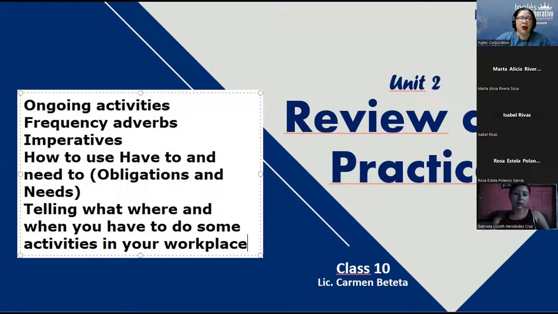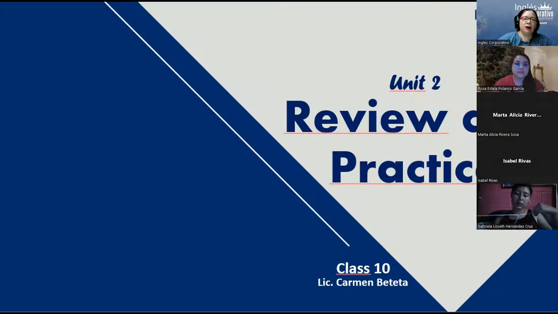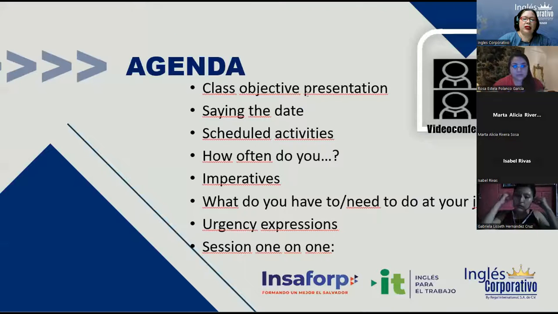So we are going to be in this context, and we want to cover pages 26 to 28 in our manual. Our agenda tonight will be this one. We presented the class objective. We want to learn how to say the date. We want to talk about scheduled activities. Maybe we are going to ask how often you do the things that you have to do in your workplace. We want to see some imperatives, and we want to talk about what you have to do and what you need to do at your job. Then just remember the urgency expressions, and remember the session one-on-one is for number 10 on the attendance list.